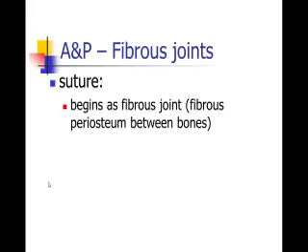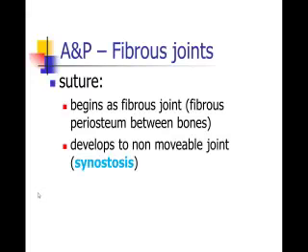We'll do the sutures first. Sutures eventually are fused and don't move, but they don't start that way. They start as with fibrous periosteum between the bones, and then eventually they develop into a non-movable joint, a synostosis.